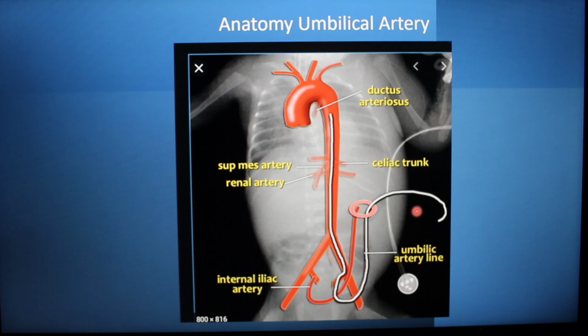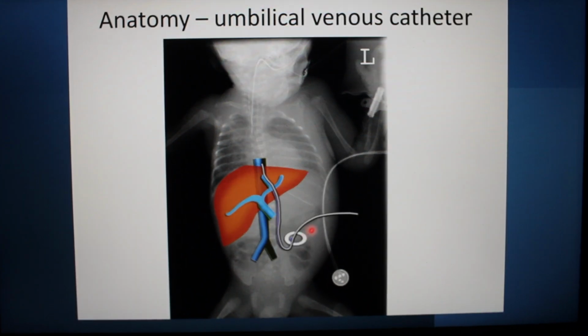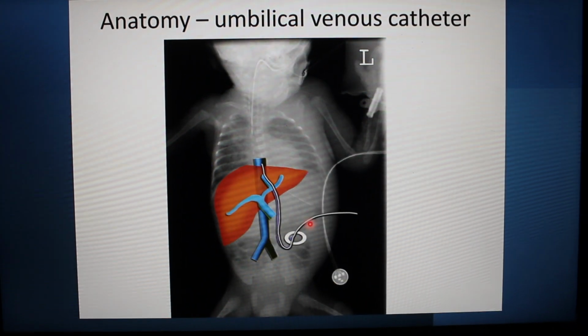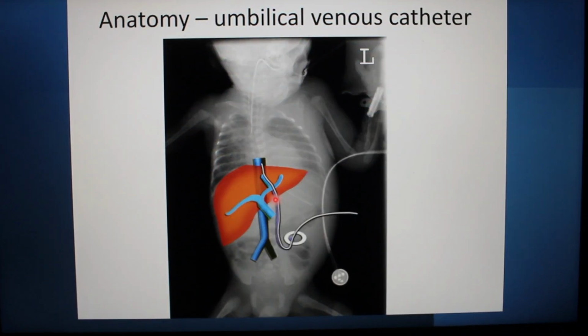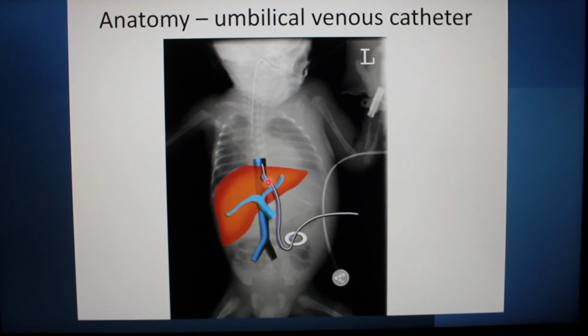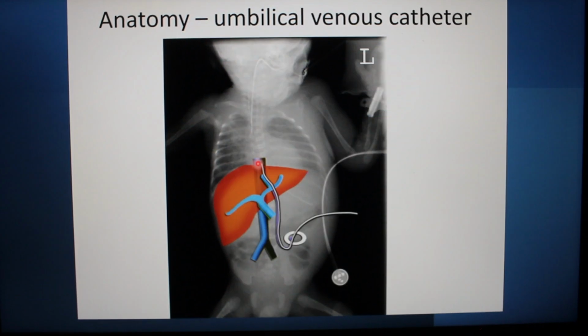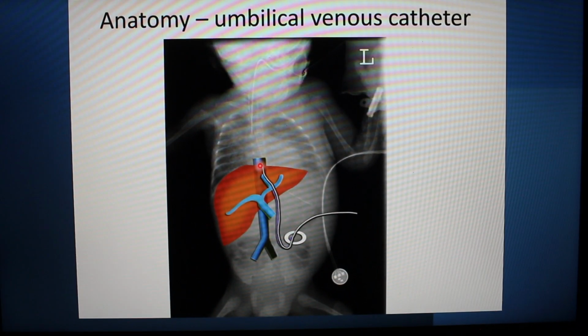That's why when you look at an umbilical artery, you can see that it goes down like this and then back up. It's because it needs to feed into these structures. The umbilical venous catheter doesn't have that long of a distance to go. It goes into the umbilical vein, it travels up the umbilical vein, and it goes through this structure right here called the ductus venosus. It then enters into the inferior vena cava and sits right at the level of the right atrium and the inferior vena cava.